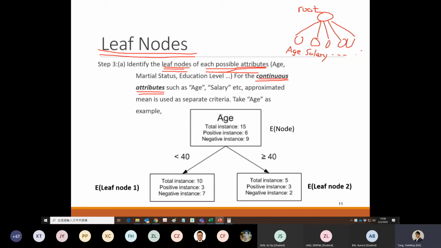After you know what a continuous attribute is, we take age as the example. For this age, the total number of instances is 15 as well, because we have 15 data. For these 15 data, as mentioned before, at the root we have 6 positive instances and 9 negative instances. Then for this age, we need to further divide them into 2 different categories. Age is a continuous attribute, so in order to divide them into 2 categories, we need to calculate the mean age.